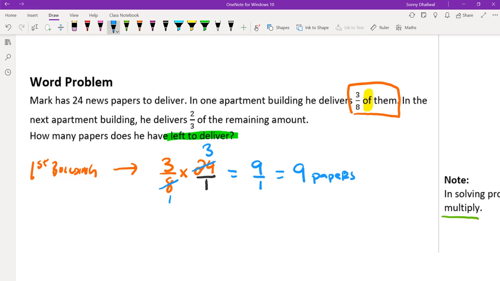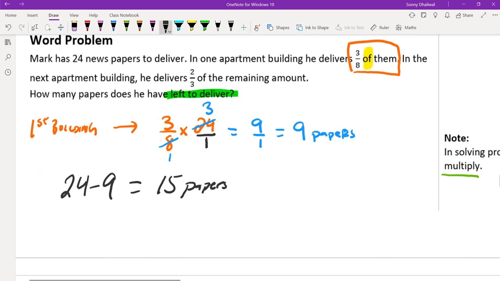How many papers does he have when he walks into the second building? He had 24. He walks into the first apartment building, drops off 9. Yes, Sadie? He has 15. And how do you get 15? He started off with 24. He dropped off 9, so you subtract 9. So he has 15 papers that he's taking with himself to the second building.